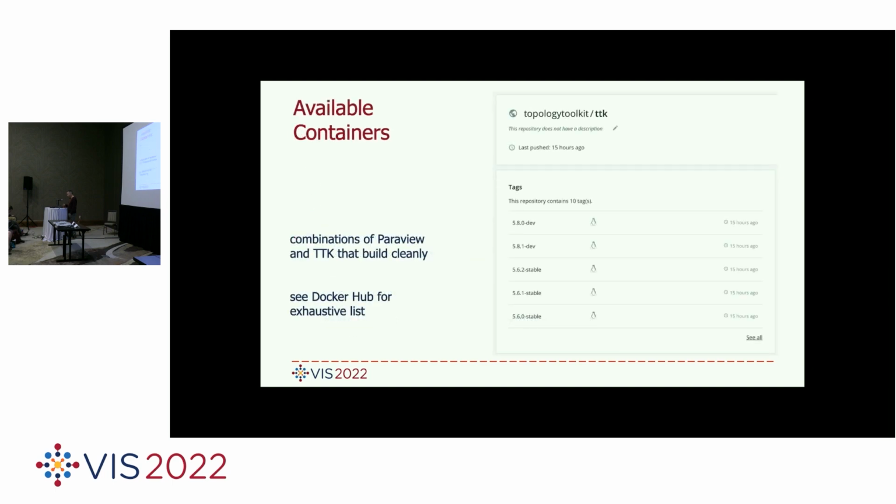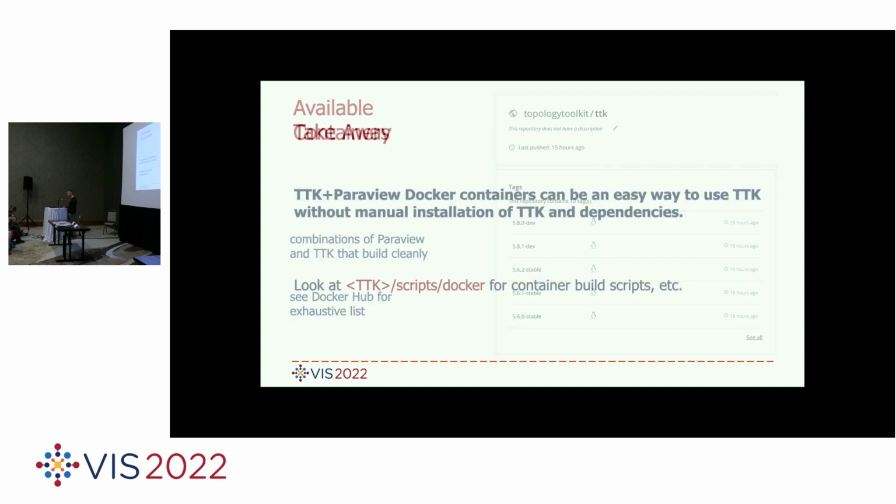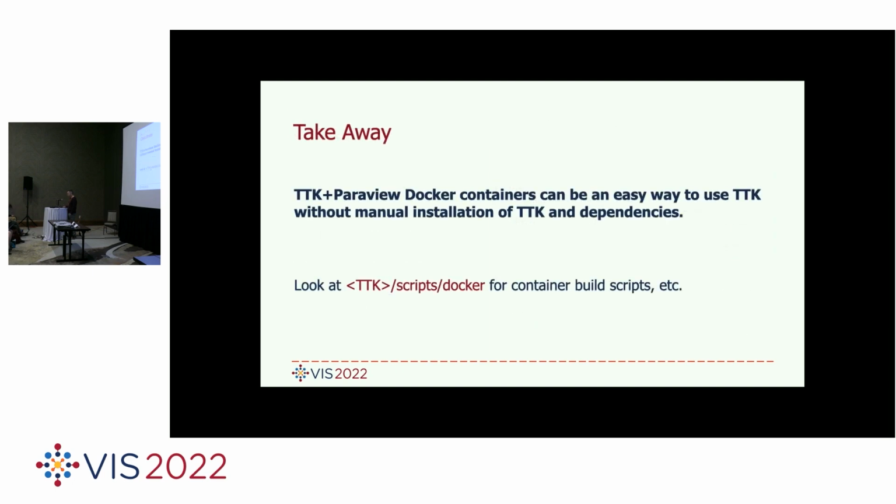We supply a bunch of pre-made containers. They are currently available on the Docker Hub. As usual, there are several combinations of versions, and then the developer and the stable branch of TTK. So just go there and look for a list. Typically, it's reasonably up-to-date versions of ParaView, coupled with TTK dev and stable. So you should basically be able to find what you need.